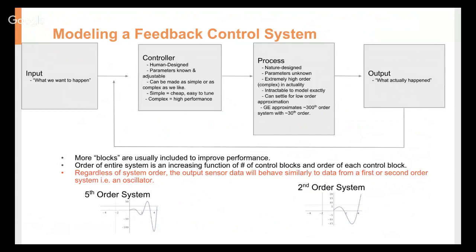And the key point here, which is going to help us relate this to our oscillators, is that regardless of the order of the system, the output sensor data will behave similarly to data from a first or second order system, i.e. an oscillator. So below here, this is not actual data. These are actually things that I ran on Wolfram Alpha for equations that I know to be byproducts of high order systems, right? So this is a fifth order system on the left, and it looks as such. And if you just remove terms of that equation, such that it is now the output of a second order system, it looks very similar, right? It's still an oscillator with the oscillation just behaving differently.